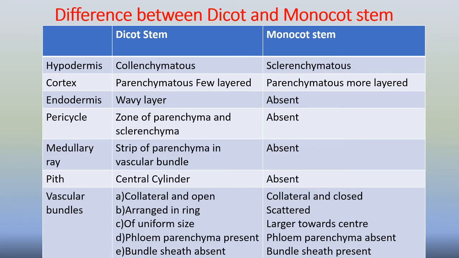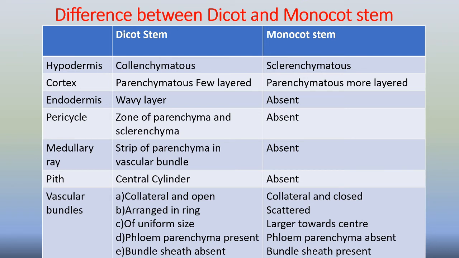Now what is the difference between the dicot stem and monocot stem? We have to see here the characteristics. You all know now the monocot stem consists of the hypodermis which is sclerenchymatous, while in dicot it is collenchymatous. In case of the monocot stem, the cortical region is not well differentiated into cortex, then endodermis and pericycle. Cortex has parenchymatous cells, which are few layered in case of the dicot stem, while in monocot it is more layered and not well differentiated.